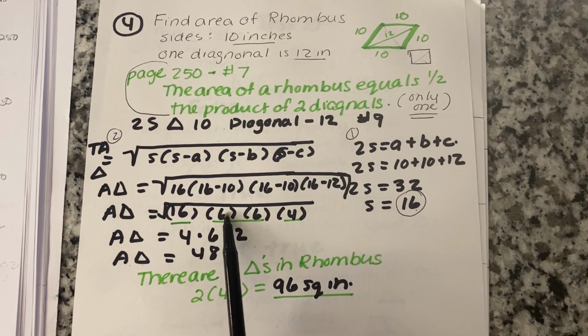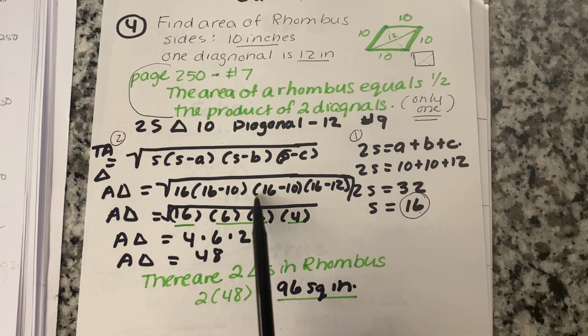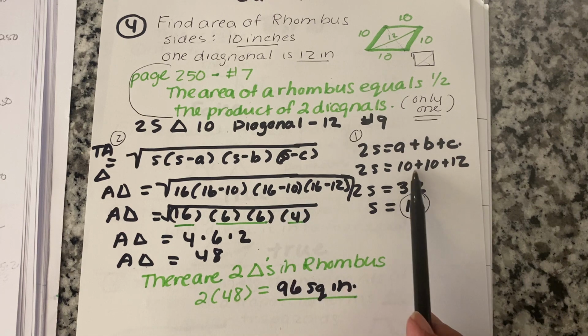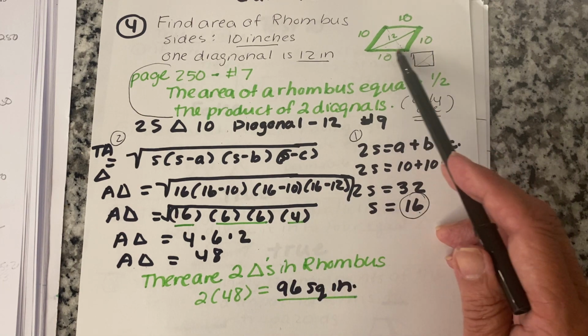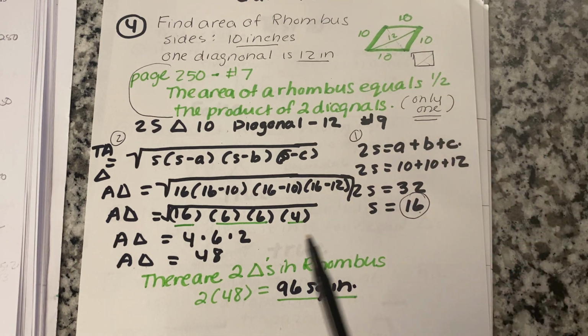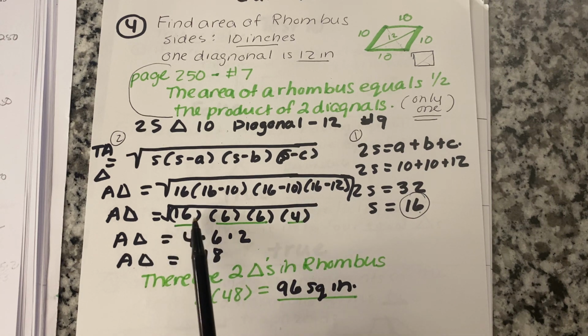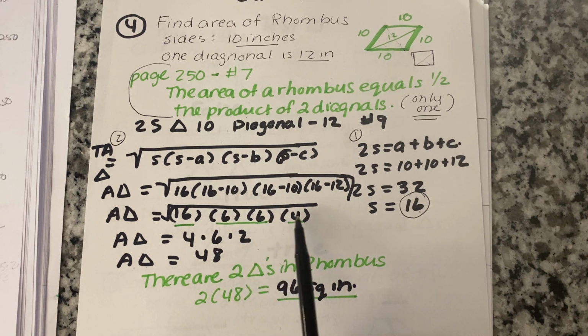That's all it is. So now we plug it in. 16, and 16 times 16 minus 10, times 16 minus 10, there's 2 10s, times 16 minus 12. We're going to do this little triangle, and then we're going to double it, because there's 2 of these triangles in the rhombus. And so we plug it in. So we have 16, and 16 minus 10 is 6. 16 minus 10 is 6 again, and 16 minus 12 is 4. So we have 16 times 6 times 6 times 4.